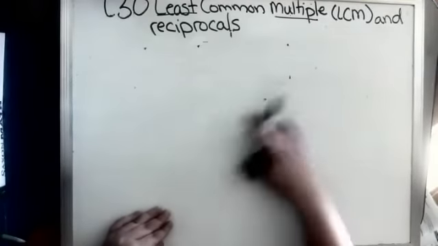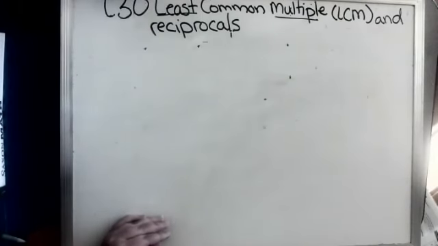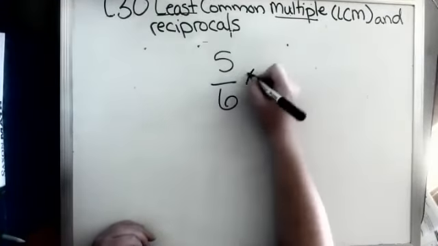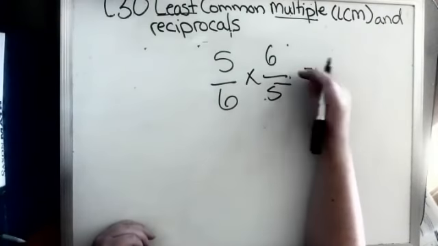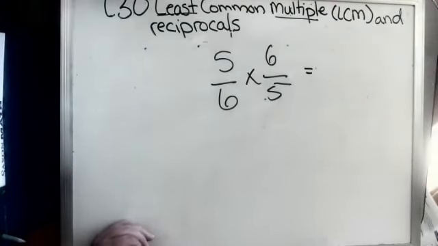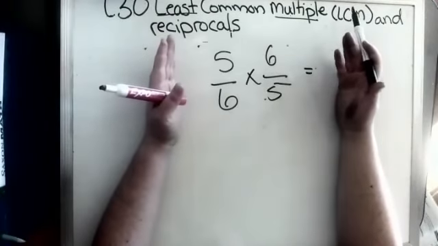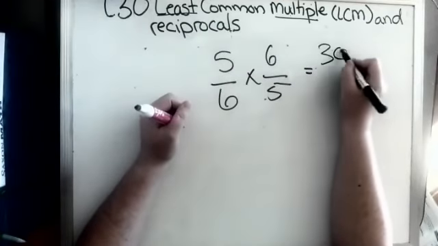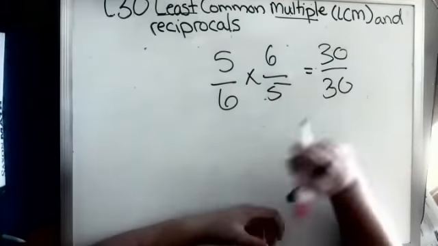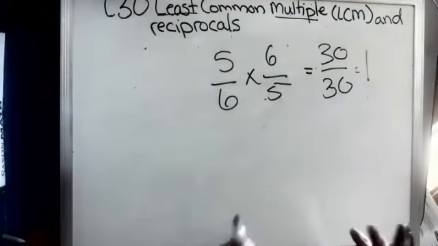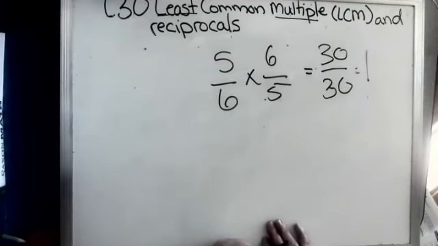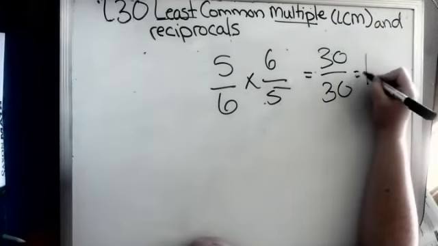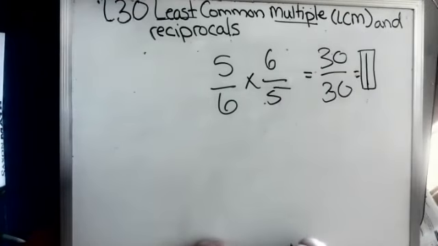We'll do one more reciprocal, and then that'll be our lesson for today. We're going to do 5/6 times 6/5. Again, I already know this is going to be reciprocal because I'm doing 6 times 5 and 5 times 6. I know I'm going to be getting the same answer, which is 30 over 30, which means I have 1. So these fractions are reciprocals because they equal 1 whole. That is lesson 30 for course 1, least common multiples or LCMs and reciprocals.